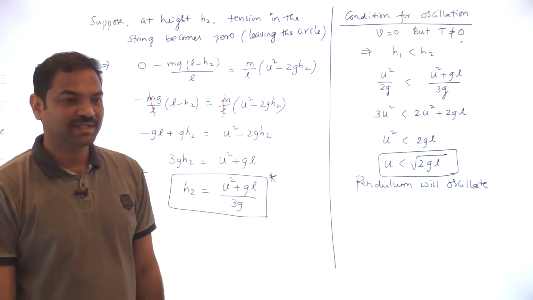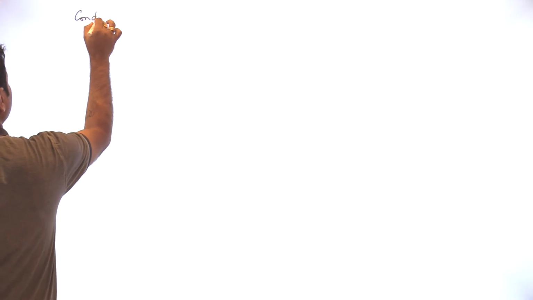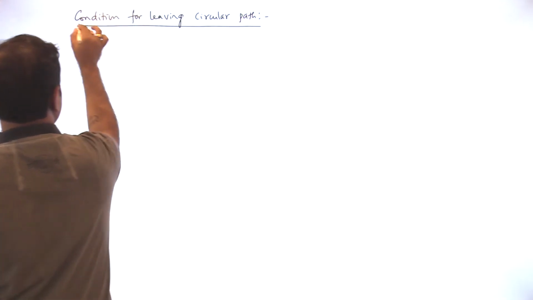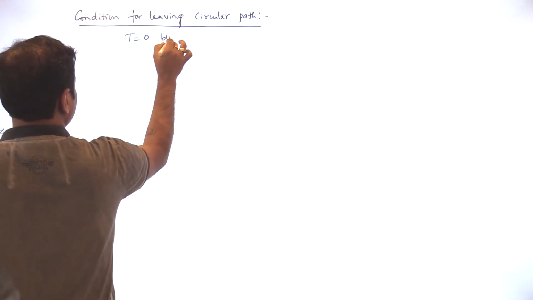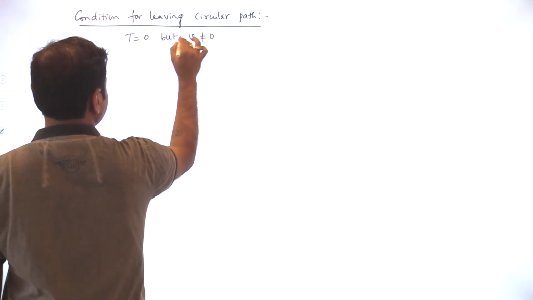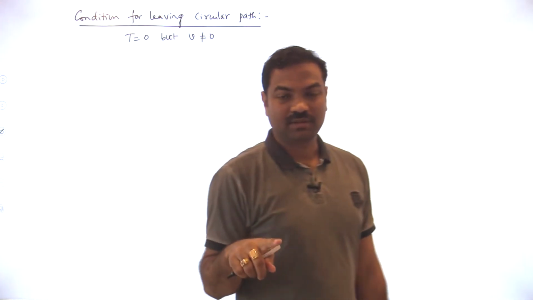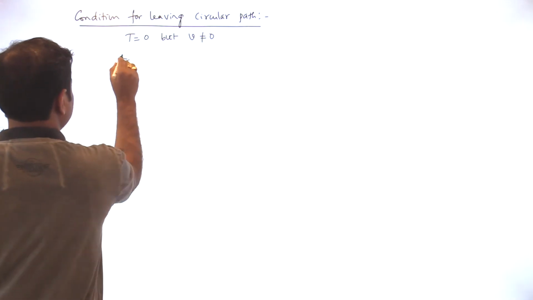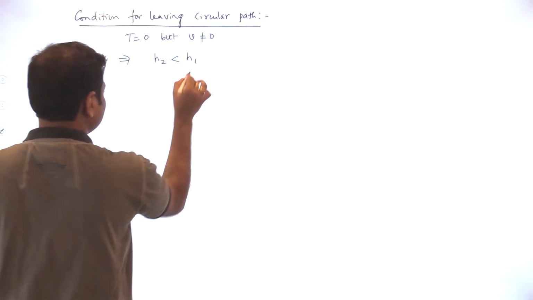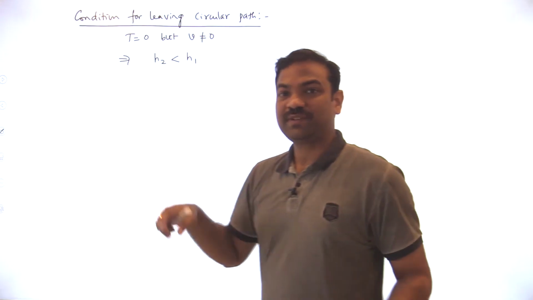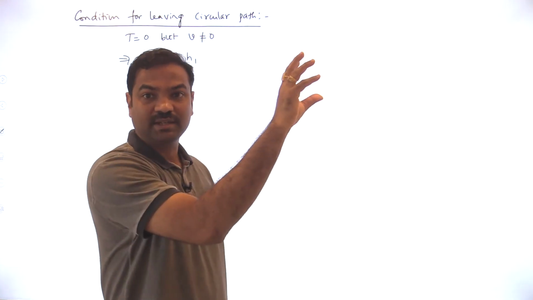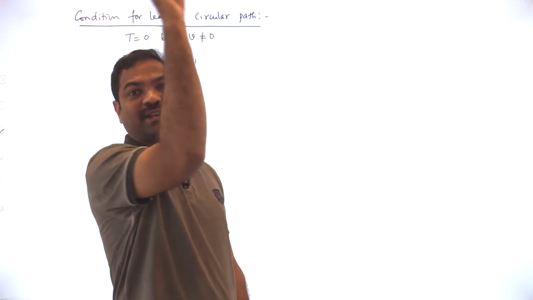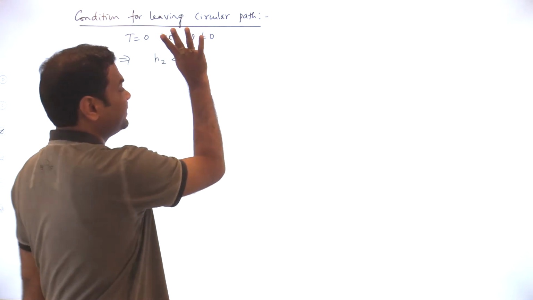So now you can go for the reverse condition. The condition for leaving the circular path. Now tell me, what is the condition for leaving the circular path? Tension should be 0 but velocity should not be 0. So that means this happens when h2 is less than h1. When h2 is less than h1, which height will it go to first? The pendulum will go to h2 height. So the tension will become 0, so it will leave the circular path, and then it cannot reach the h1 height. So that is why the velocity is never 0.